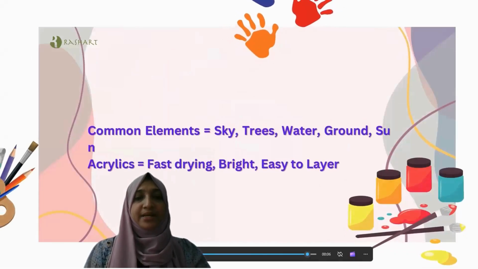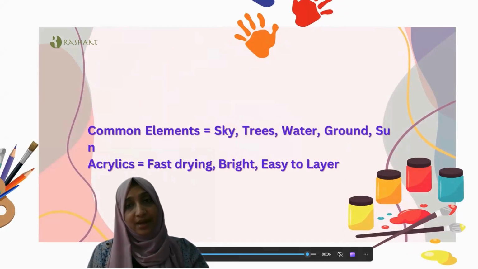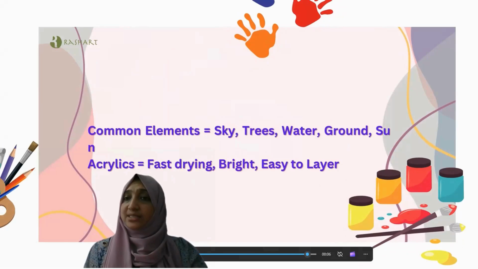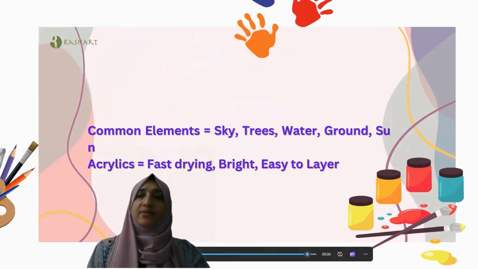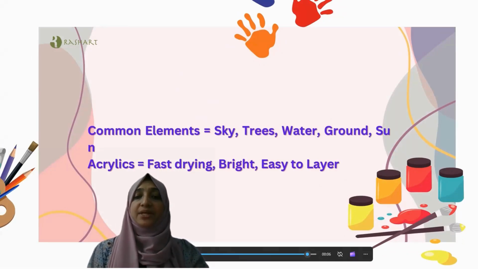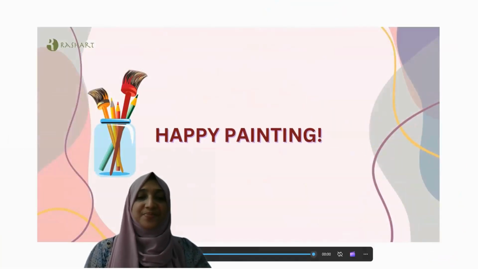Then what is the summary of what we have learned right now? The common elements we have to use in landscape painting are sky, trees, water, ground, sun, roads, flowers, whatever it is. Whatever elements we can see around, we can include in that. Those are the common elements. And acrylics are a fast drying medium, very bright and vibrant, easy to layer. These are the summary of our today's learning.